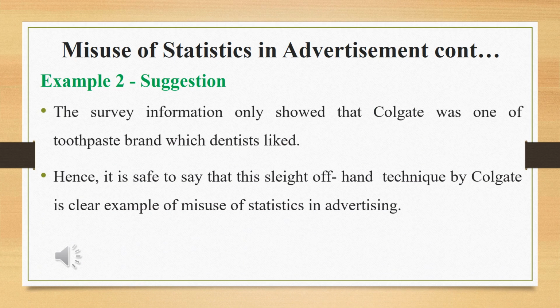The survey information only showed that Colgate was one of the toothpaste brands which dentists liked. But it is better to look at the sample considered for the survey. Is it a representative sample to represent the whole world? Just think for a second. Hence, it is safe to say that this sleight of hand technique by Colgate is a clear example of misuse of statistics in advertising. So, we should be more careful when we are watching advertisements, isn't it?